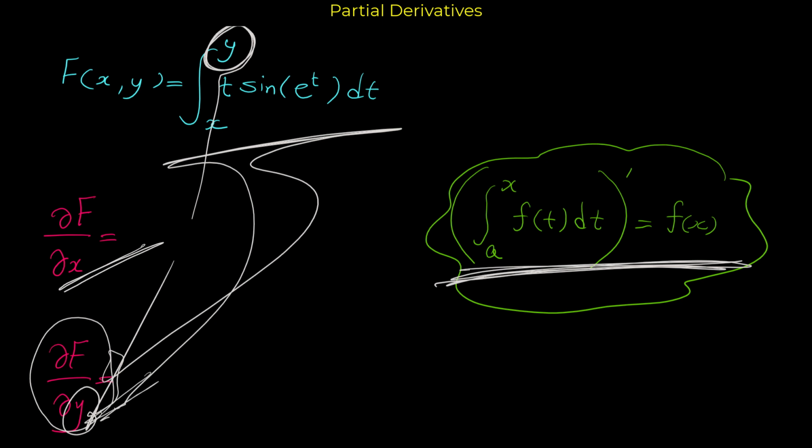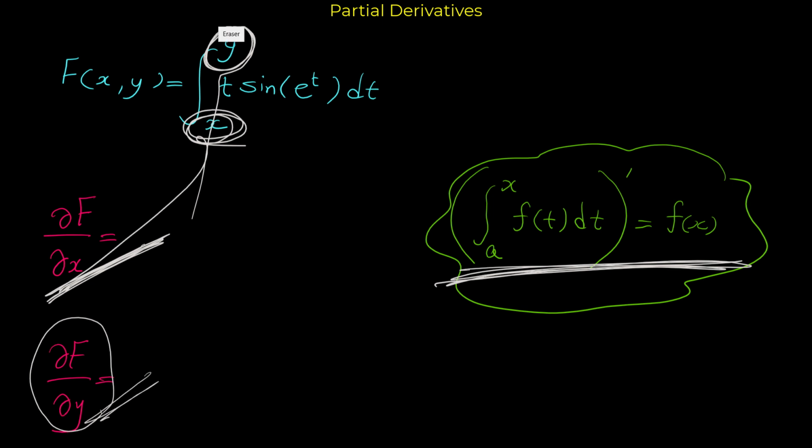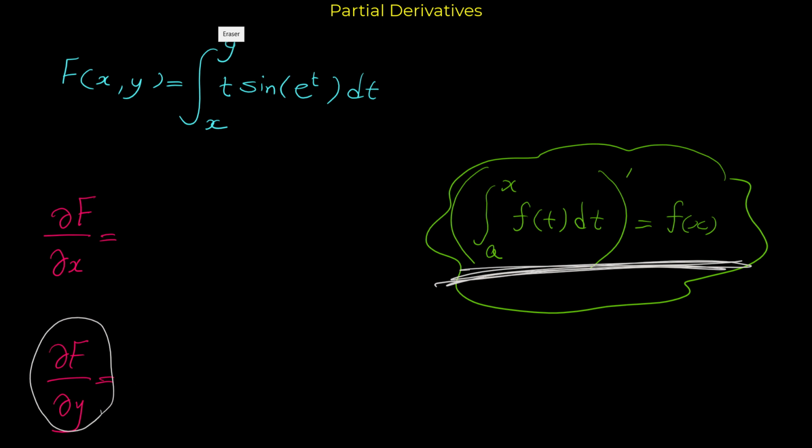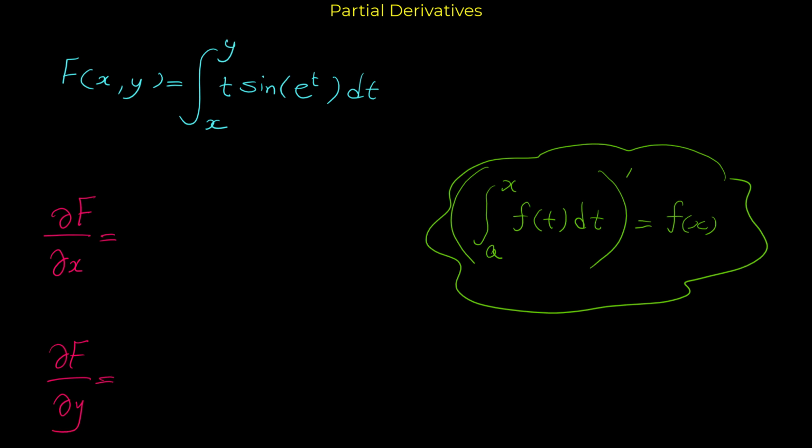But if we want to find the partial derivative of f with respect to x, the problem is that the x is in the lower bound, so it's a bit more challenging finding the partial derivative with respect to x, although it's not hard. Based on what I explained here, can you tell me what is the partial derivative of f with respect to y?